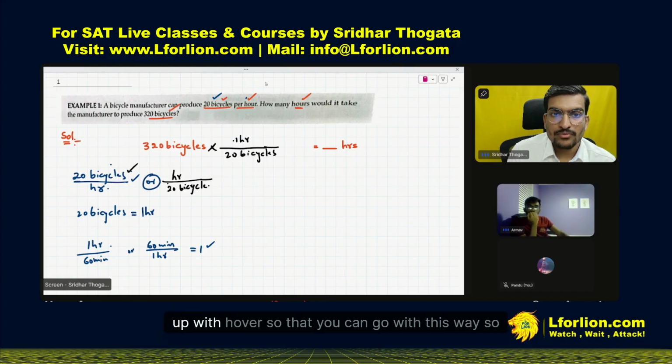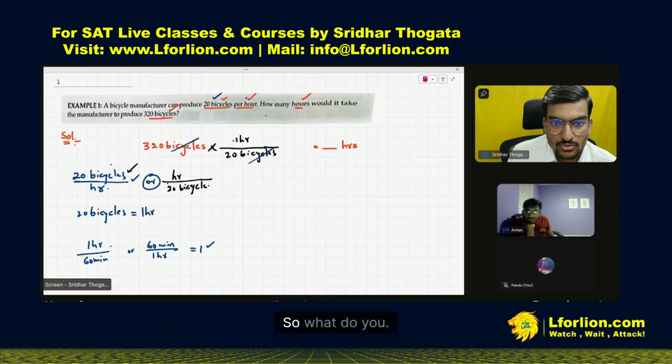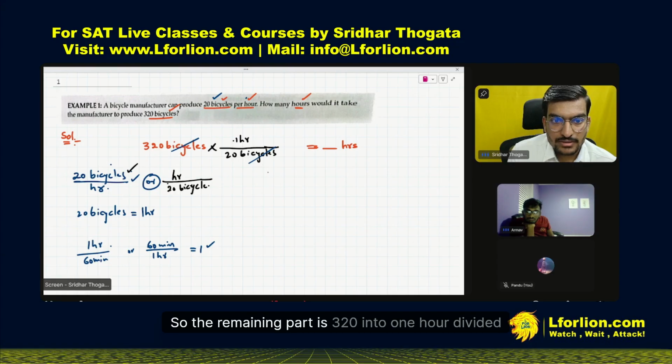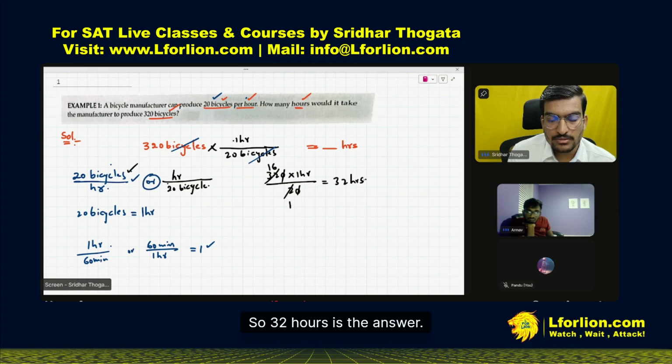You have to end up with hours, so you go this way, so that you can cancel the bicycles and you end up like this. So what you got? 320. The remaining part is 320 into 1 hour divided by 20, that equals to dash hours. So the 0 cancels. 2 times 1, 2 times 16 is 32. So 32 hours is the answer.